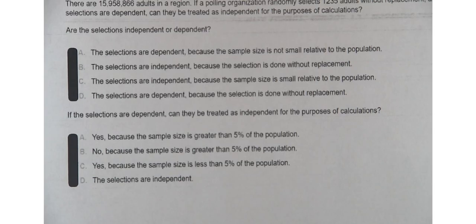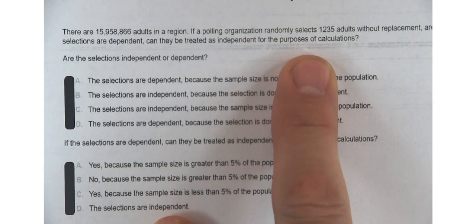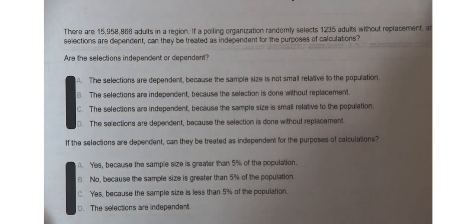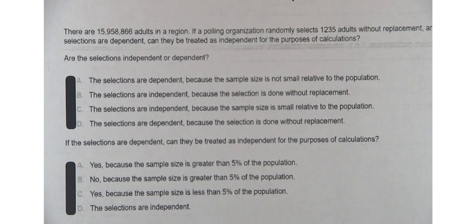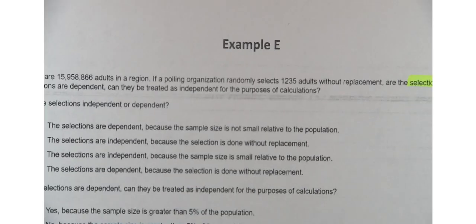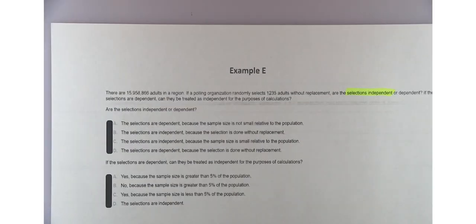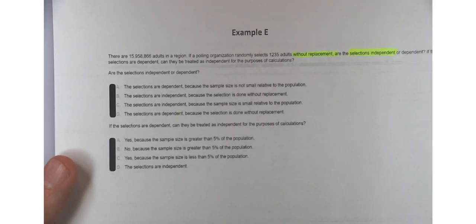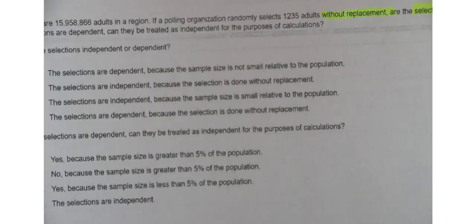Are we getting a consensus on this? How about the first one? Is the selection independent or dependent, not worrying about the 5% rule? Dependent, yeah. If you're selecting without replacement, that's going to mean that they're dependent. It's always dependent. Now, is it going to make a big difference in your calculations?